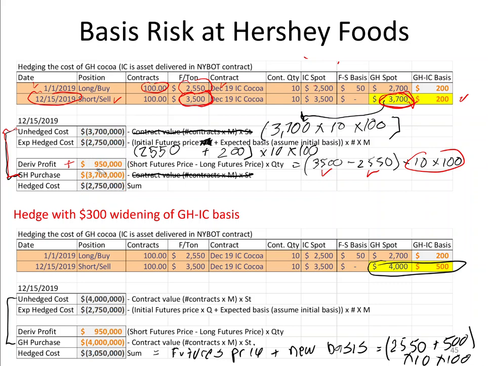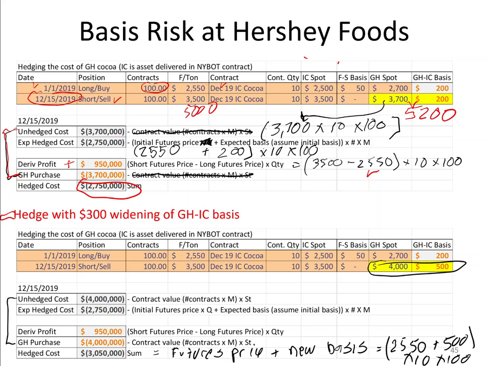So what did this do for them? It hedged the overall price of cocoa. Even if cocoa goes to $5,000 per ton, as long as Ghana cocoa is selling for $5,200, they're still going to lock into $27.50. So they're no longer exposed to rising cocoa levels as long as the basis is maintained. And that basis is that difference between Ghana cocoa and Ivory Coast cocoa.